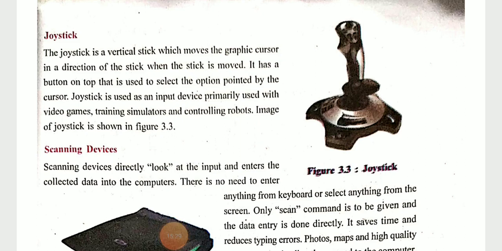Joystick. The joystick is a vertical stick which moves the graphic cursor in the direction of the stick when the stick is moved. If you change the direction of your joystick, then the cursor direction will change. It has a button on top that is used to select the option pointed to by the cursor. Joystick is used as an input device primarily with video games.